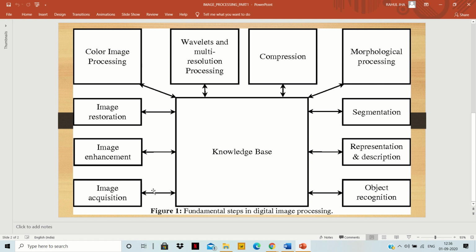Okay, but in the case of wavelets, we are dividing the image into regions so that we can compress it better. So this is the difference between wavelets and segmentation. The next step is representation and description, in which we are going to represent and describe our image. And in object recognition, we are going to consider our image as an object.